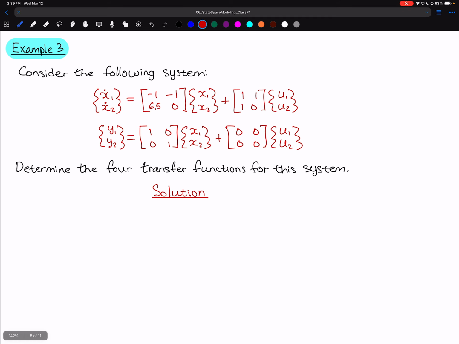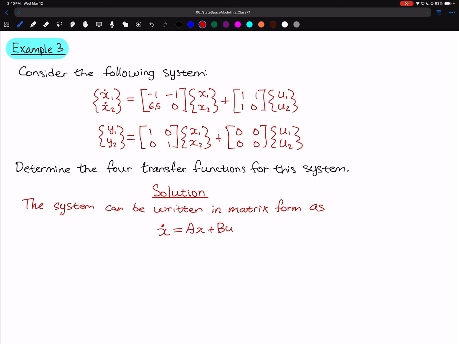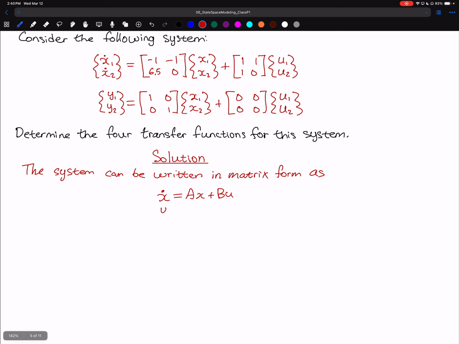And then we're going to go ahead and write this out in matrix form. So we'll just say the system can be written in matrix form. We're just going to write this in the generic form, we'll have x dot is equal to Ax plus Bu, y is equal to Cx plus Du. That's just our general form.